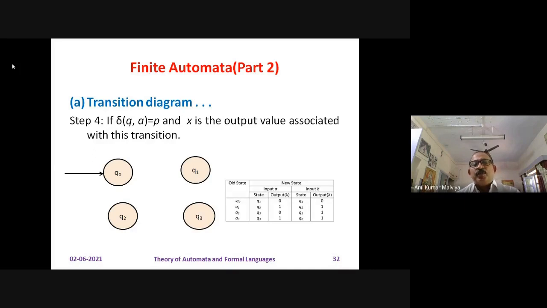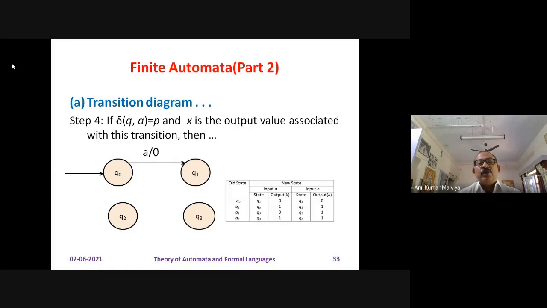Now, suppose the machine is in state Q0, the input is A, it goes to state Q1, and the output, as you know, in the Mealy machine is associated with a transition. It means the machine in state Q0, if it reads A, goes to state Q1 and gives the output 0. What does it mean? We have to draw an arc from state Q0 to Q1 labeled with A, that is the input, followed by a forward slash and followed by 0, this way.